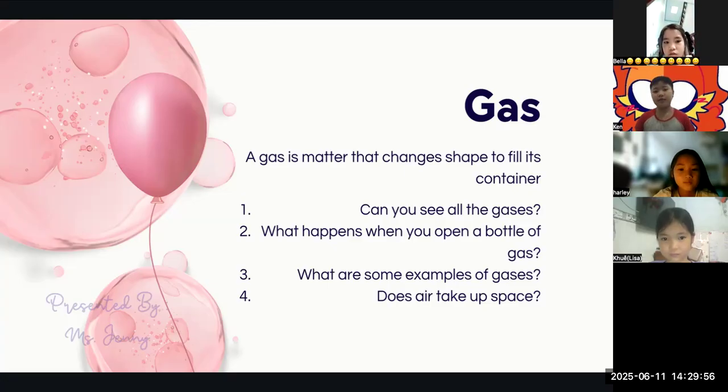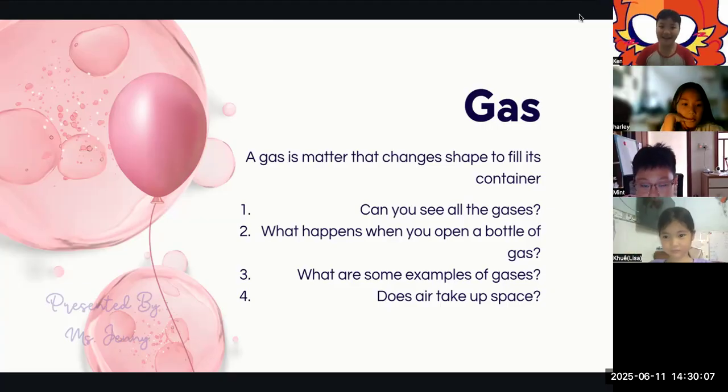Okay, so the first question here is, can you see all the gases? Mint? No. Yes. Because we can see vapor, we can see carbon dioxide. That is some gas we can see, but mostly oxygen, air. We are touching it right now, but it's invisible. We are breathing it.